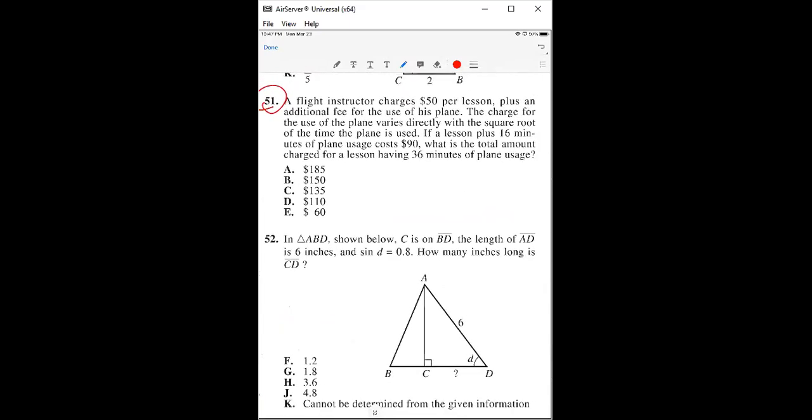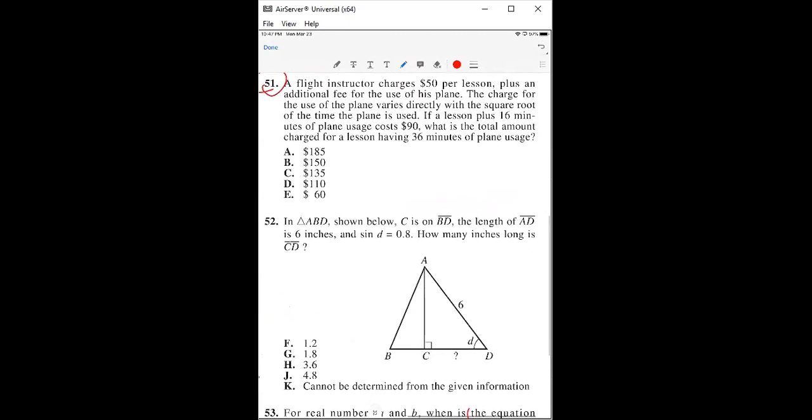So it says, a flight instructor charges $50 per lesson, plus an additional fee for the use of this plane. The charge for the use of the plane varies directly with the square root of the time the plane is used. So if a lesson plus 16 minutes of plane usage costs $90, what is the total amount charged for a lesson that lasts 36 minutes?